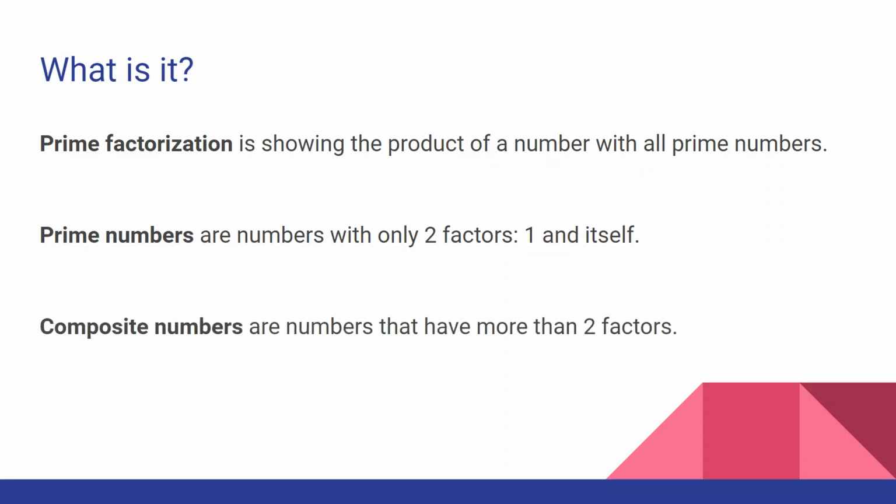What are composite numbers? Composite numbers are numbers that have more than two factors. For example, let's take 16. 16 has 4 times 4 and 2 times 8 and 1 times 16.